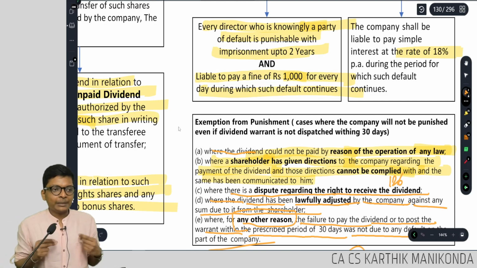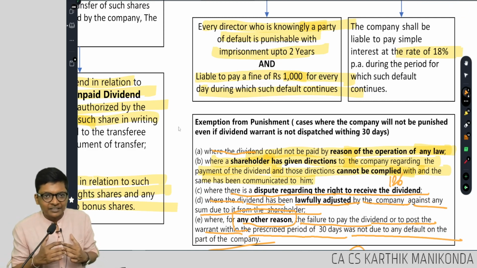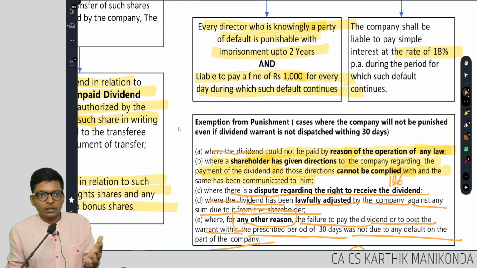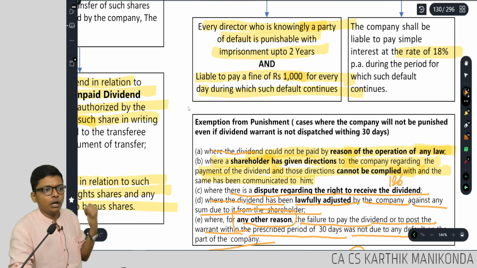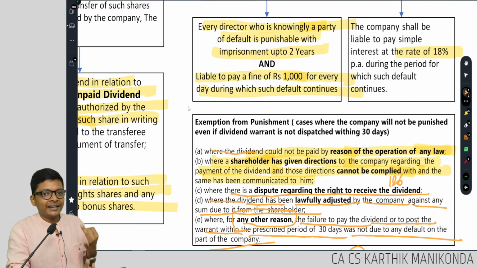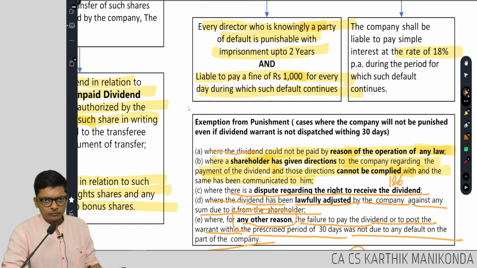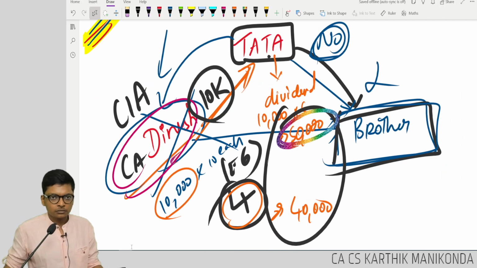So what is 127 saying, guys? 127 says, to summarize, where dividend is declared and not paid within the time, then the company is liable to pay interest of 18%. Director who knows about it is imprisoned up to 2 years and a fine of rupees 1,000 per day of default. Exceptions, when this penalty is not applicable: for example, operation of law, shareholder has given directions, dispute, lawfully adjusted, other points. When you are writing summary notes, I will tell you how to write summary notes later. Are you following, guys? With this, 127 also is done.